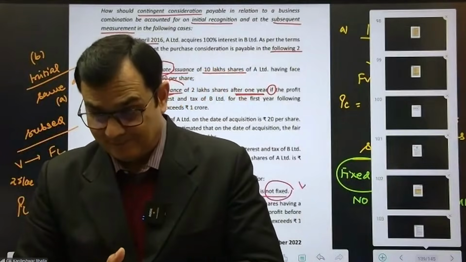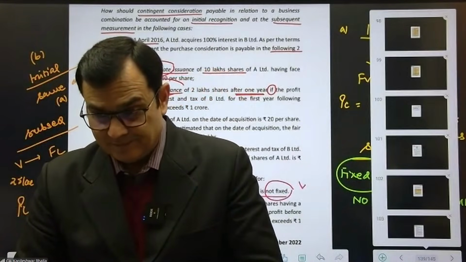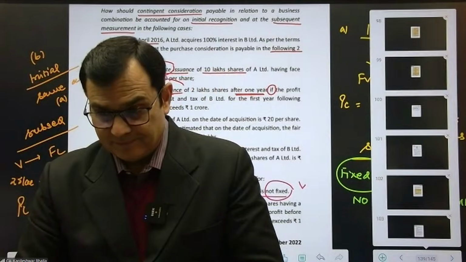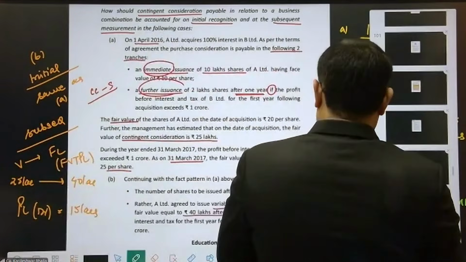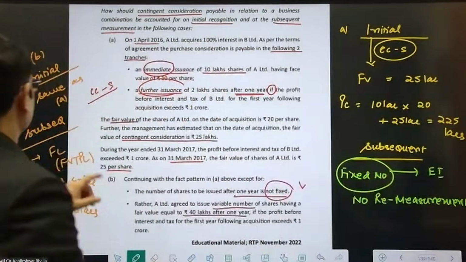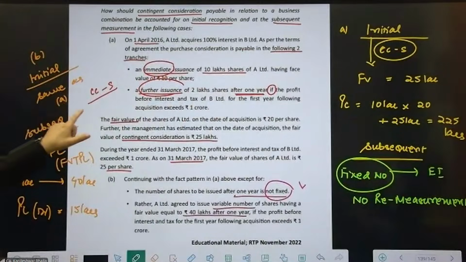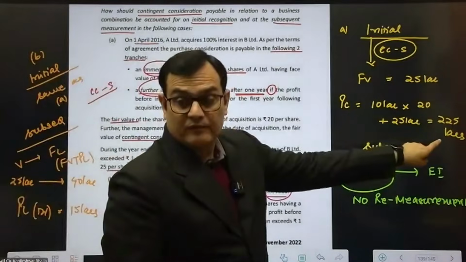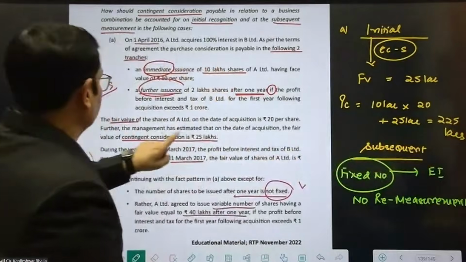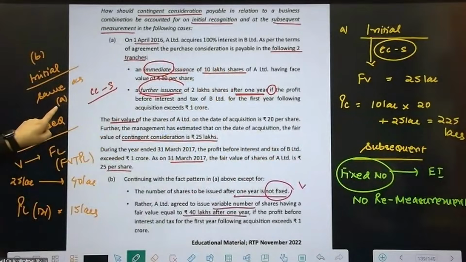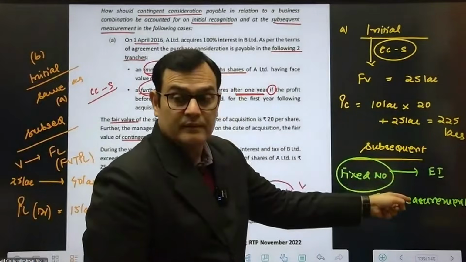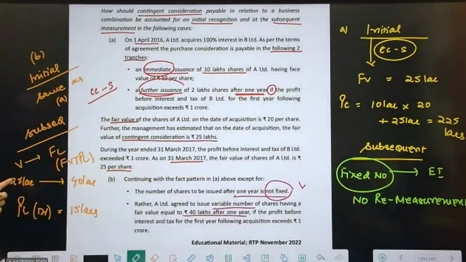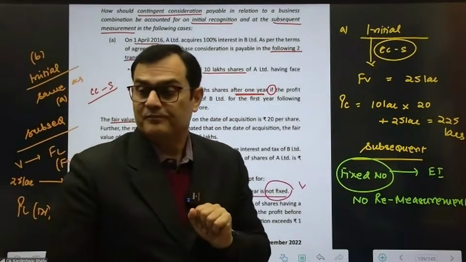But sir, you have not considered that in PC. I did, beta. Let me show it again. Initial, I said, same as A. So that means 225 is here. So even if it is part B, it remains the same as A, 225. The only difference is that this is not remeasured later. But in this case, I said you remeasure it from 25 to 40. So P&L will get a debit of 15 lakhs.